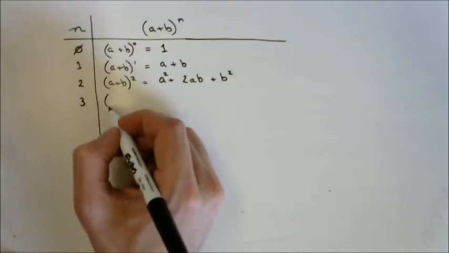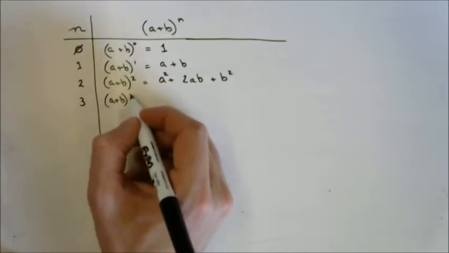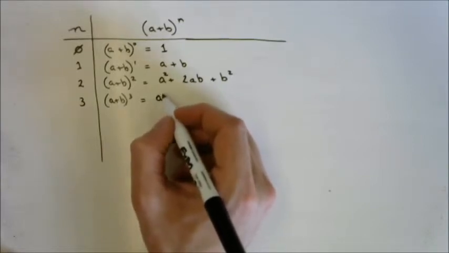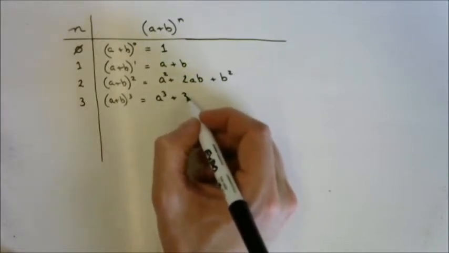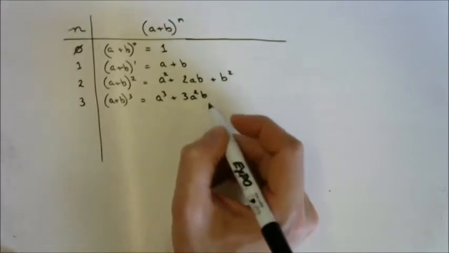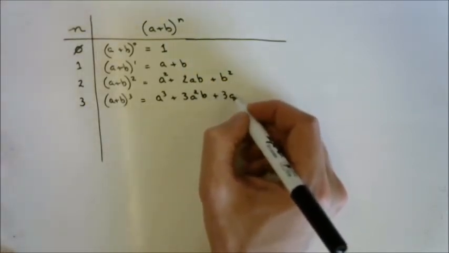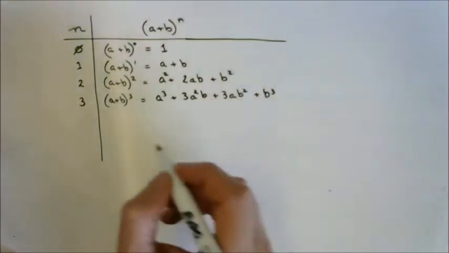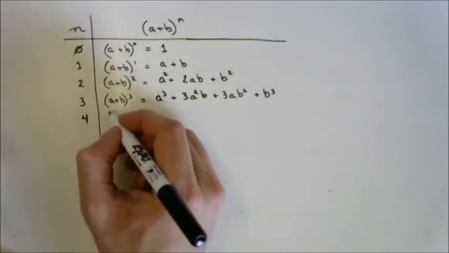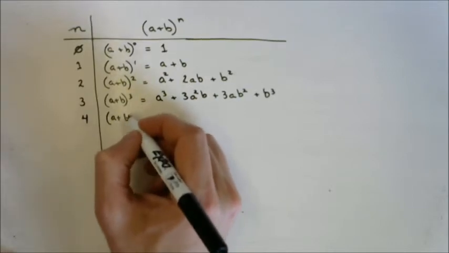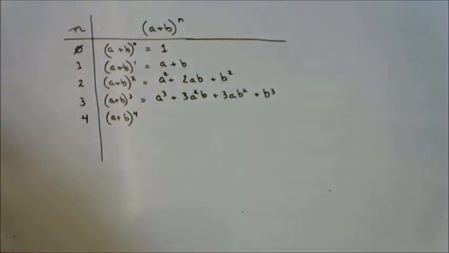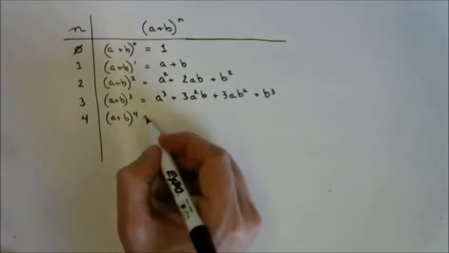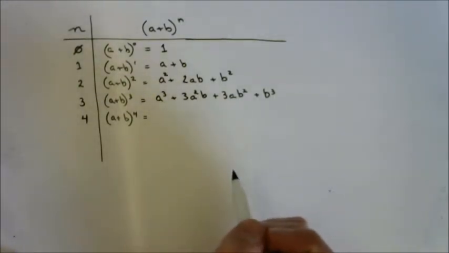When n is 3, that will give us (a + b)^3. Okay, this one is a cubed plus 3a squared b plus 3ab squared plus b cubed. The more you do this, the faster you get at it. In the fourth row, (a + b)^4. You should actually be able to think about your coefficients now. You know the patterns, and you know the patterns for the exponents as well.